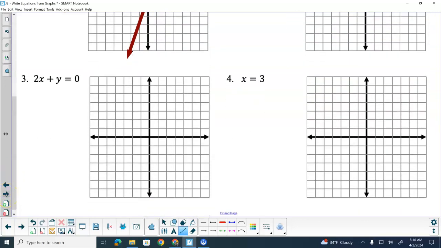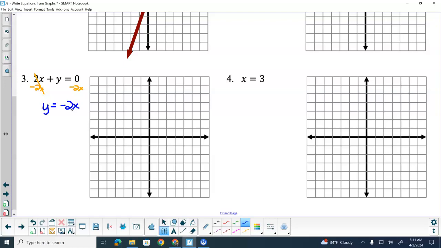Chloe, what's wrong with number 3 before we can even graph it? It's not y equals mx plus b. So before we can do this one, we've got to put it in y equals mx plus b form, right? How did you put yours in y equals mx plus b? Subtracted 2x from both sides? Yep. And then that got you y equals -2x, right? Nice job. Good job.